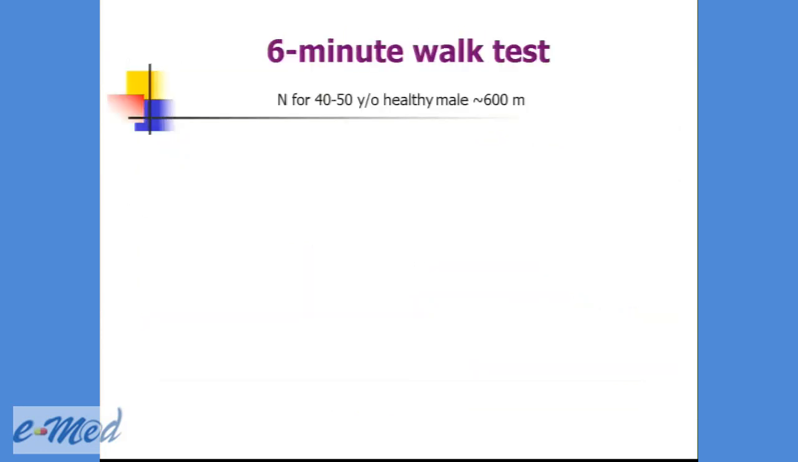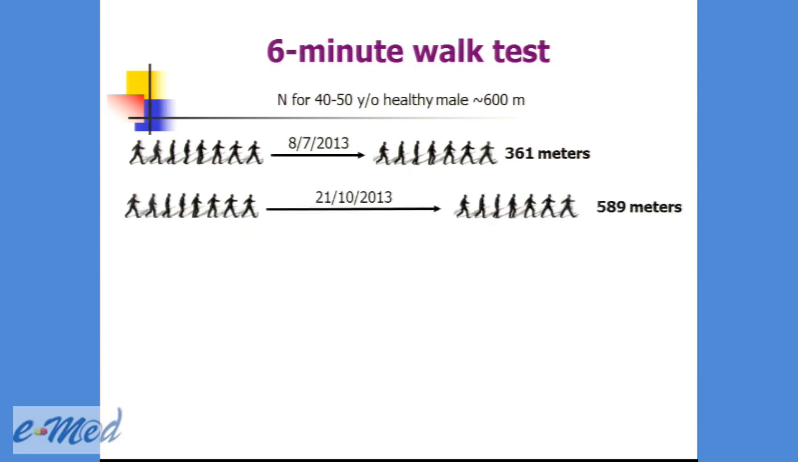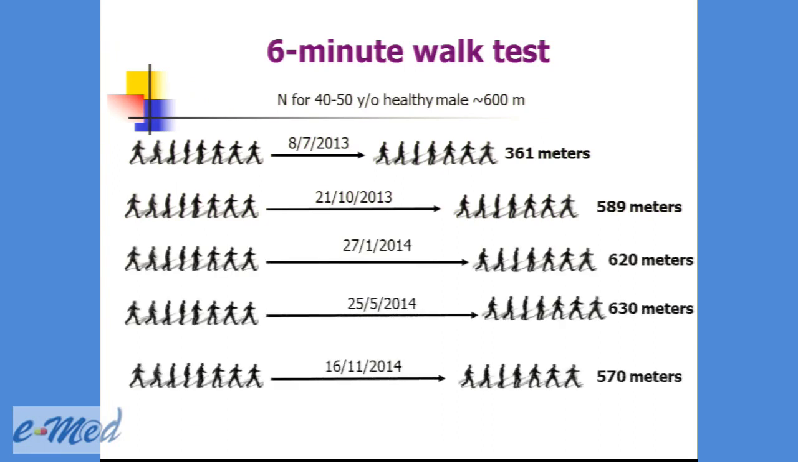Clinically, we can use the 6-minute walk test, and for his age of 49 years, the normal value for his gender is around 600 meters in the 6-minute walk. On his presentation, a few days after he started treatment, he could walk 360 meters. 3 months later, he almost doubled it and maintained his good walk distance throughout his follow-up.